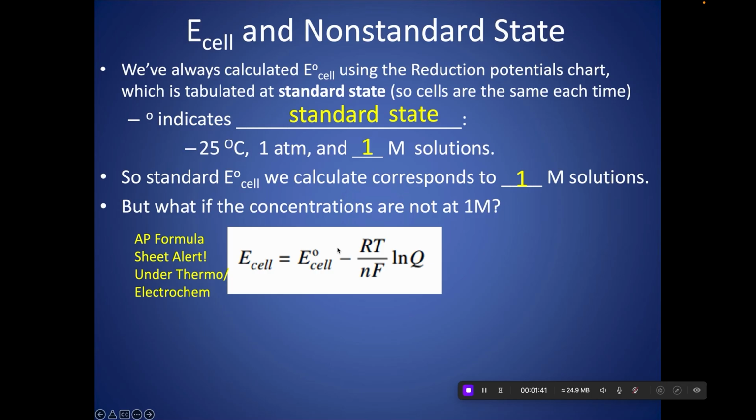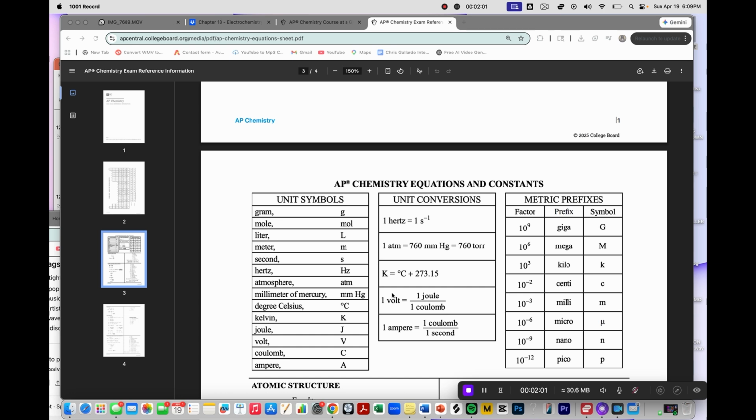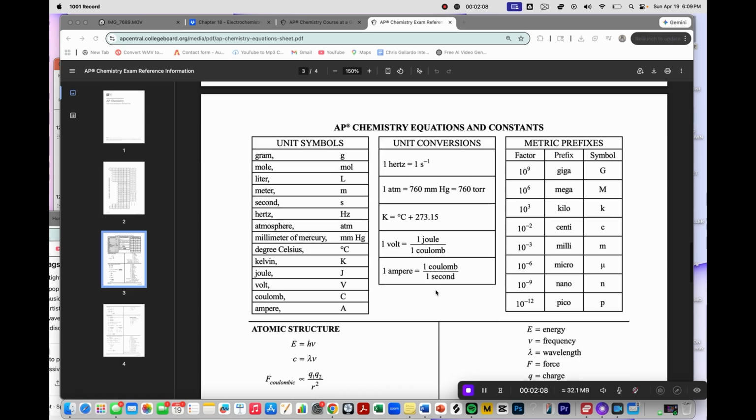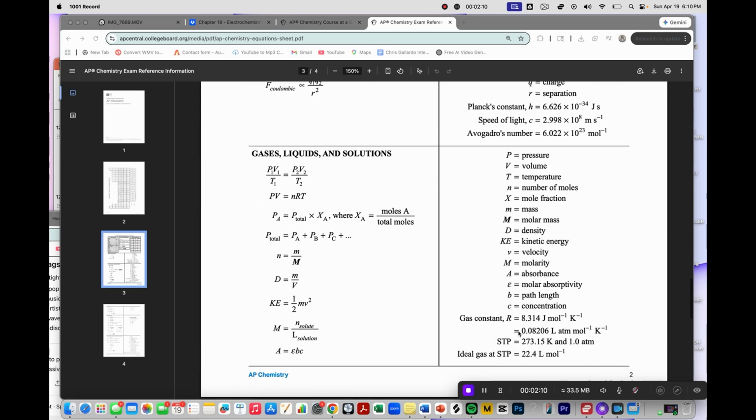There's a bunch of different terms in here. So this is E of the cell at any conditions. And what we were doing is we were taking the standard state E of the cell and subtracting this term. This R is your ideal gas constant. Just make sure that you're using the one with joules in it, because E of the cell is measured in volts. And if we look on my formula sheet, a volt is a joule per coulomb. So we want to make sure we use the R value here, the 8.314 joules per mole Kelvin.